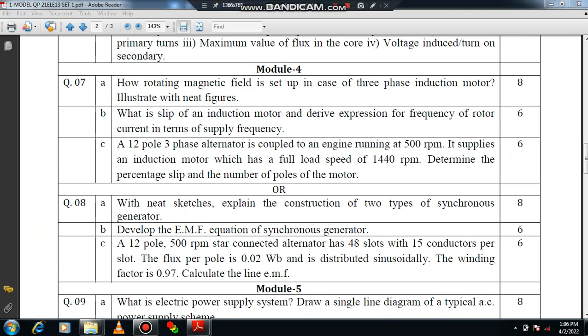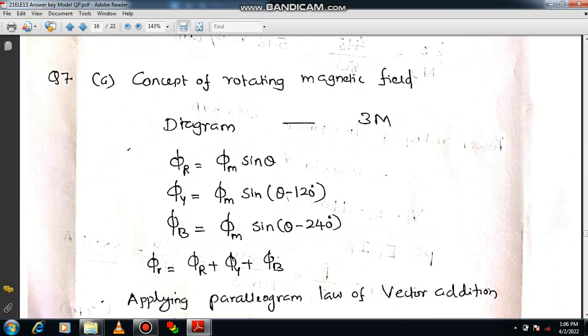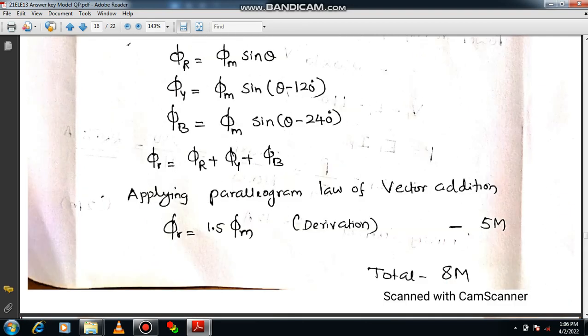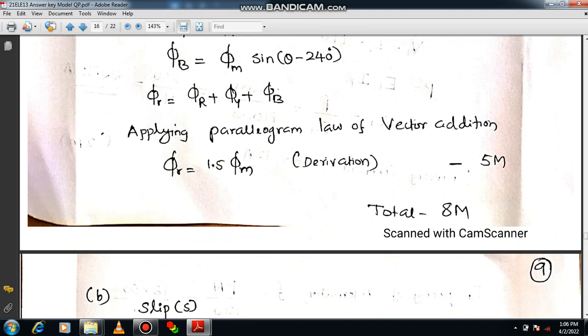Question number 7 is related to induction motor. You have to explain the rotating magnetic field concept. Let us go through. If you want to explain the rotating magnetic field, you have to write the equation for flux at R, Y and B, like phi R, phi Y and phi B. Afterwards, the resultant flux is equal to phi R plus phi Y plus phi B. You have to prove that the resultant flux is equal to 1.5 times the maximum flux.